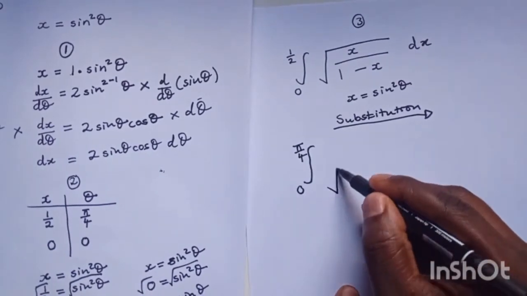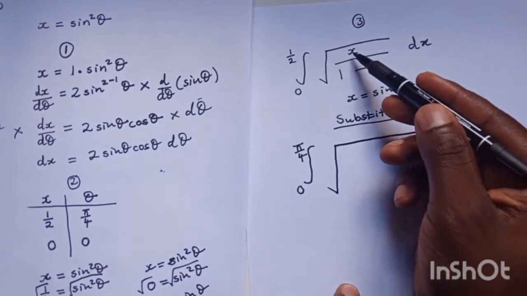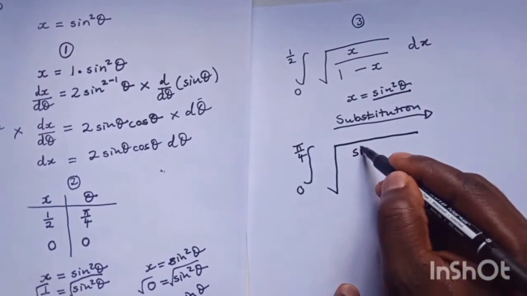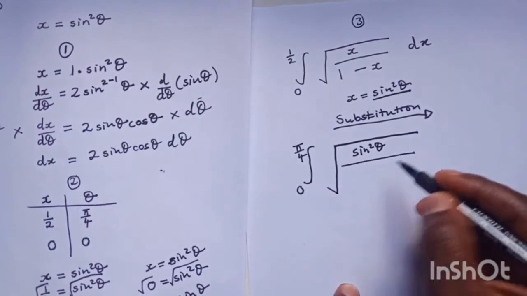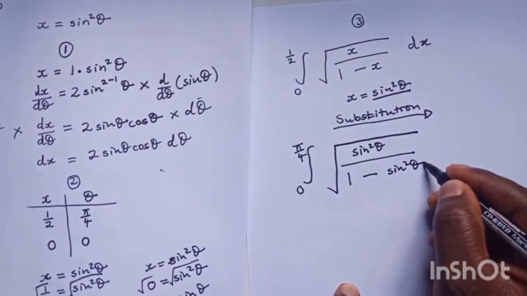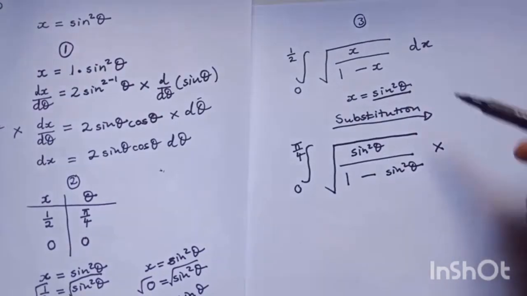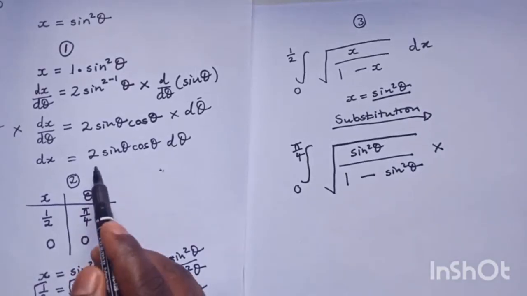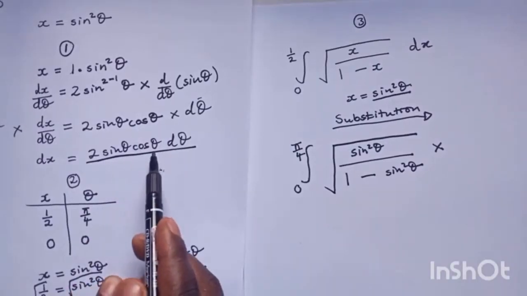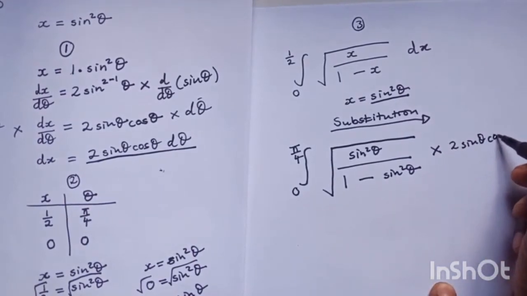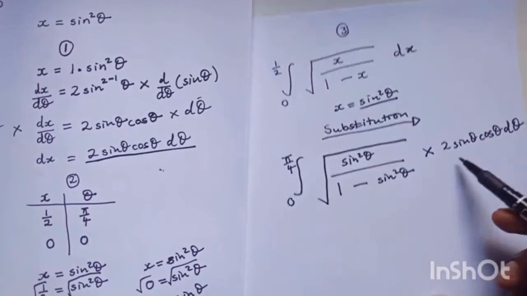Then I'm going to write the square root like this. Remember, x is being represented by sine squared theta. So on x, I'm going to write sine squared theta. Then 1 minus, remove this x, you write sine squared theta. Then you have to multiply by dx. But remember, in the first stage, we made dx the subject of the formula. So dx is being represented by 2 sine theta cos theta d theta. So I'm going to write 2 sine theta cos theta d theta representing dx.